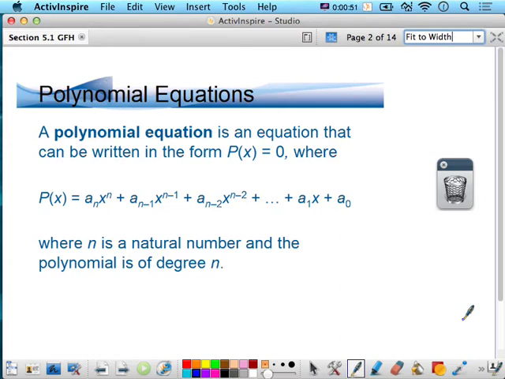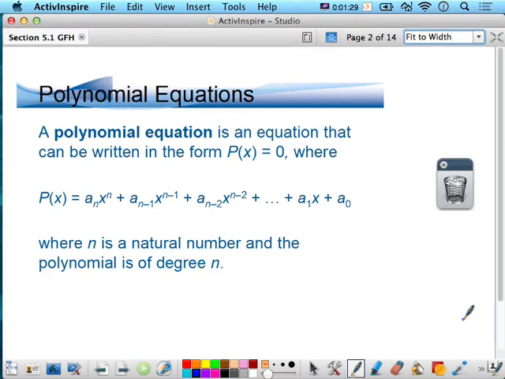So just to be sure we understand, a polynomial equation is an equation that can be written in the form p of x equals 0, where p of x equals this long list of stuff here. And basically what it's saying is the a sub n's, those are your coefficients, and the coefficients have to be real numbers, and the base is your variable. So in this case, the x is our independent variable, so it's our base, and the exponents themselves, the n's, those have to be natural numbers. So 1s, 2s, 3s, 4s.